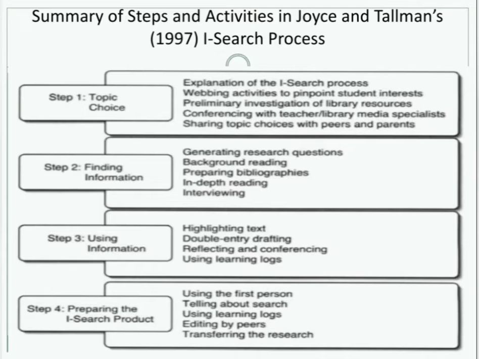Summary of steps and activities in Joyce and Tolman's 1997 research process. Step 1: Topic choice. Explanation of the research process, weaving activities to pinpoint students' interests, preliminary investigation of library resources, conferencing with teacher and library media specialists, sharing topic choices with peers and parents.